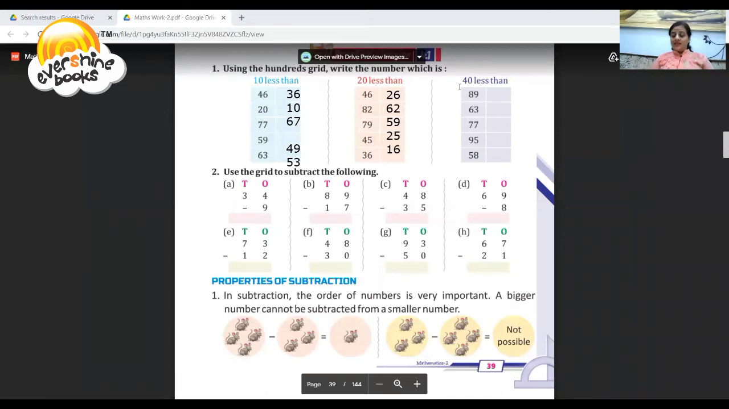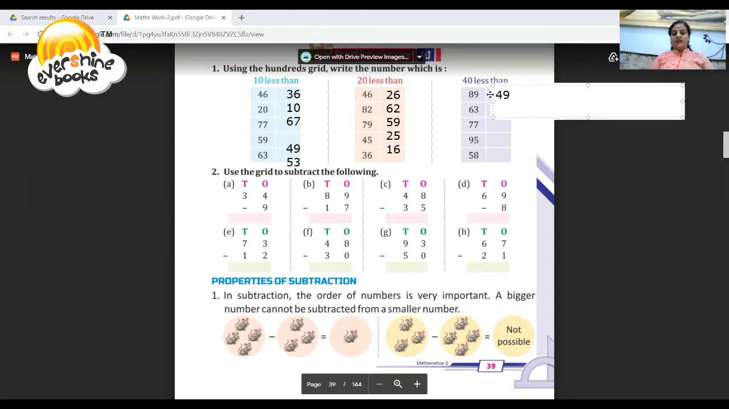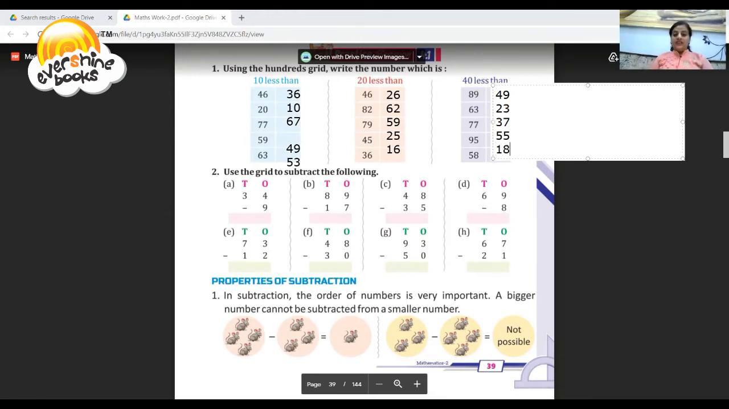Now 40 less than means 89 minus 40 means 80 minus 40 is 40 and 9 as it is. The answer will be 49. 63 minus 40 is 23. 77 minus 40 is 37 because 7 minus 4 is 3 and 7 minus 0 is 7 only, the same digit. 95 minus 40 is 55. 58 minus 40 is 18.